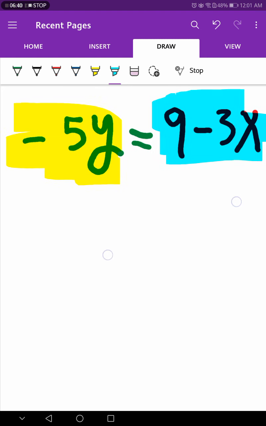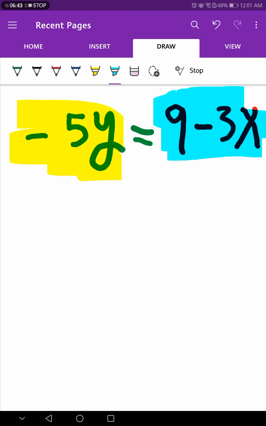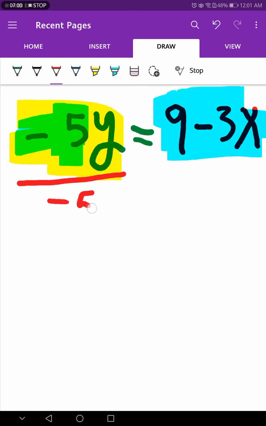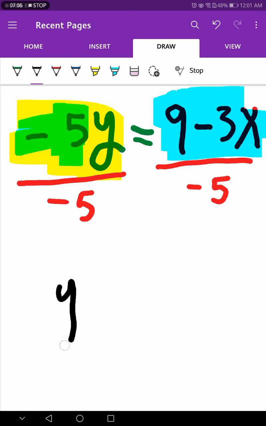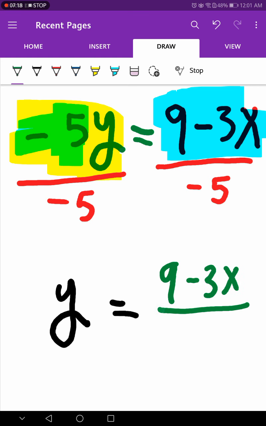Okay, so he asked me for y, that means I have to make the y alone and happy. So what is the coefficient here? Yes, it is negative 5. So divide both sides by negative 5. I can write it like this, or I can make it over. It is the same. So over negative 5 over negative 5. So the y comes alone and happy like me, because I find the solution equal 9 minus 3x over negative 5. So this is the solution.